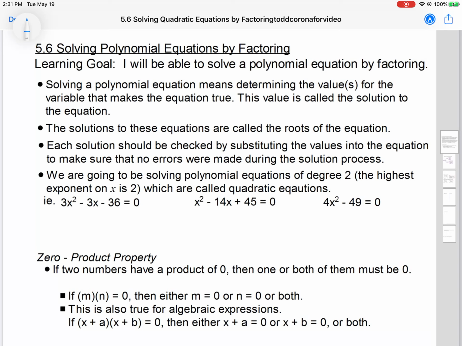Okay, so today it says we're going to solve equations by factoring. So what does that mean? We are still going to factor, but this time we're going to actually solve the equation. So we're going to determine the value. And in this case, when you have a quadratic, there'll be two values for the variable that make the equation true.